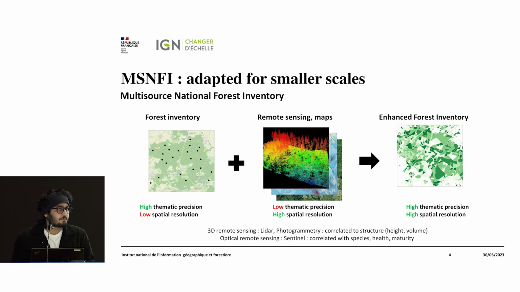So one should ask why we are working with remote sensing data, which is because specifically the 3D remote sensing data from LiDAR and photogrammetry are strongly correlated with forest structures such as volume and height. And the optical remote sensing images from Sentinel or Landsat satellites are well correlated with the species composition, maturity, vitality, and health of the forest.